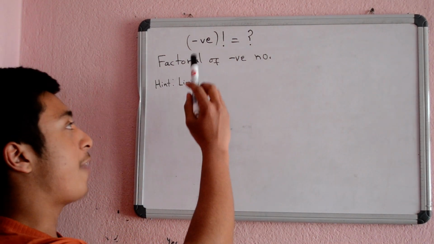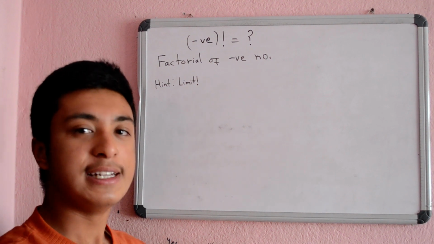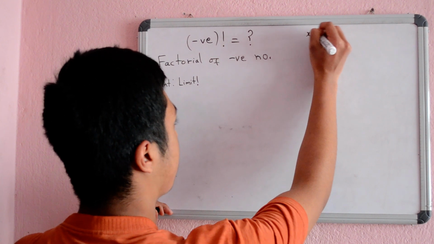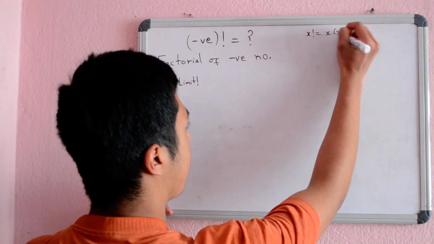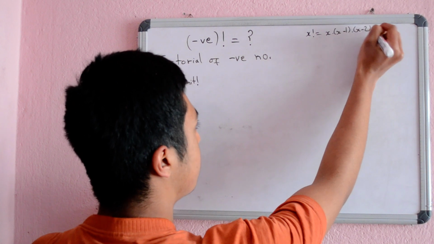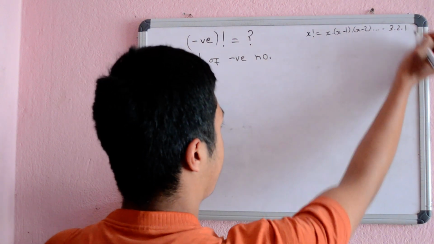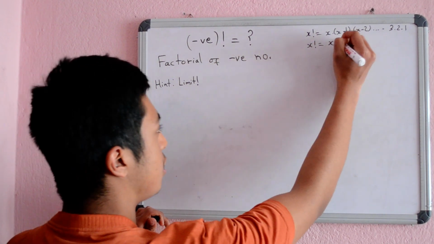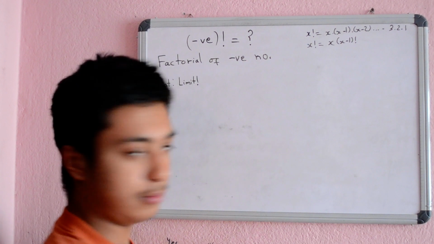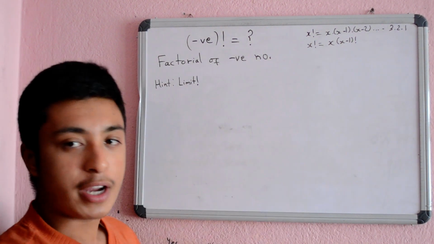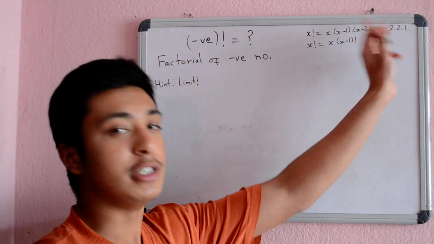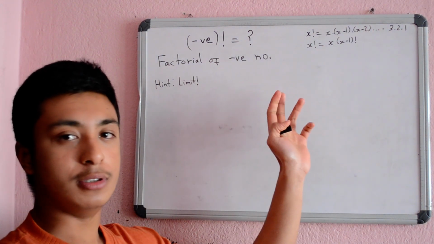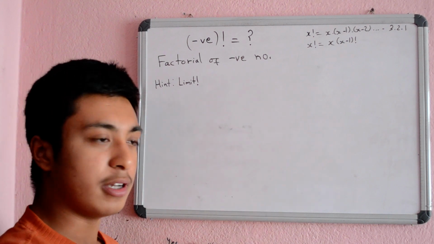Hello guys, let's find the factorial of negative numbers, and quickly let's see the properties of factorial from its definition. So x factorial is defined as x into x minus 1 into x minus 2, and so on until 3 into 2 into 1. And from here we can also get x factorial is equal to x into x minus 1 factorial, because x minus 1 factorial is just x minus 1, x minus 2, and so on until 3 into 2 into 1.